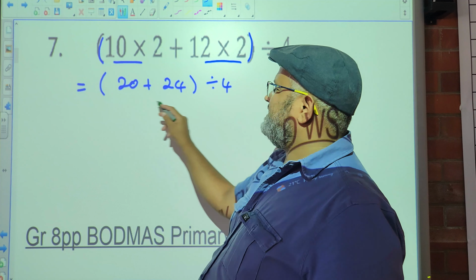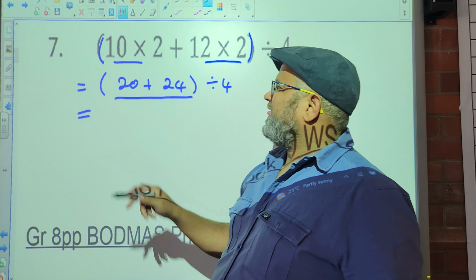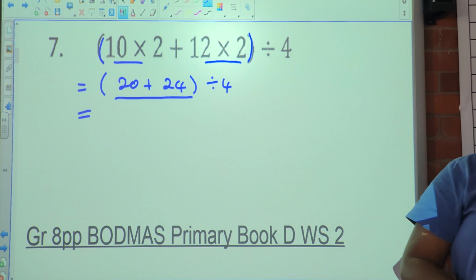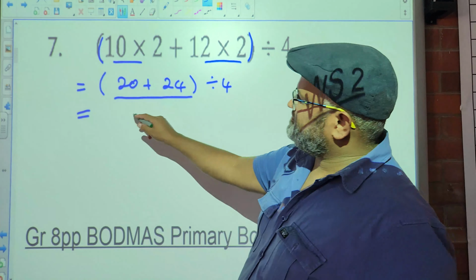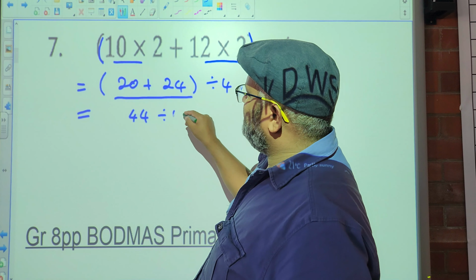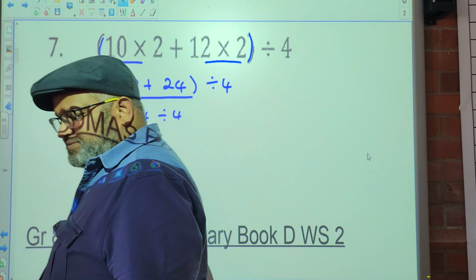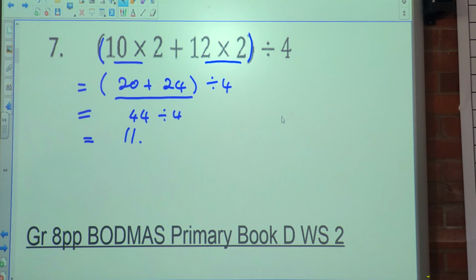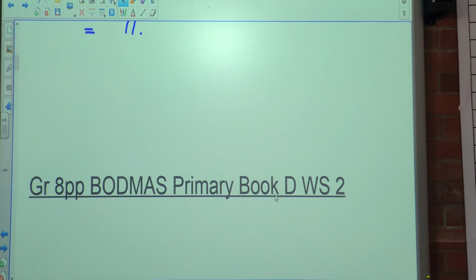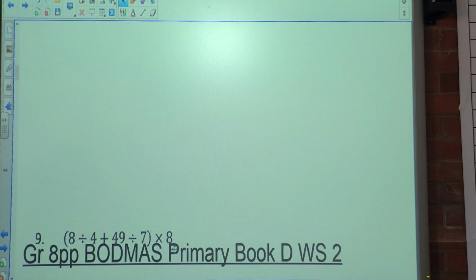24, divided by 4. So again the bracket must be done first. So 20 plus 24? 44. The 44 divided by 4 is? 11. Any confusion there? Yes. No?